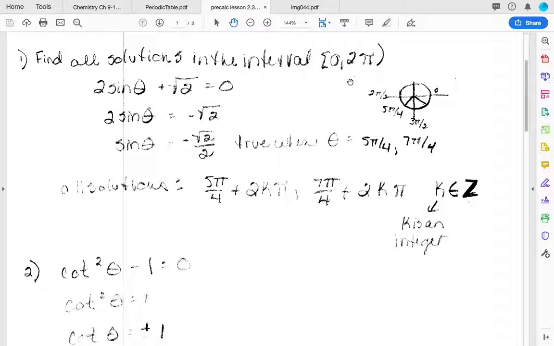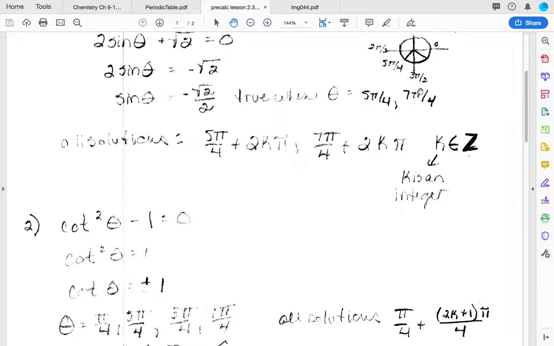Other questions will ask you to find all solutions because we know that there's an infinite amount of angles that have sine of negative square root of 2 over 2. And to find those other angles, we simply take 5 pi over 4 and add any multiple of 2 pi. So we're going to add 2k pi where k is an integer. And the other infinite set of solutions is 7 pi over 4, right here in quadrant 4, plus all multiples of 2 pi, 2k pi. And then define k to be an element of integers. And integers is this big Z. It has this double middle bar.